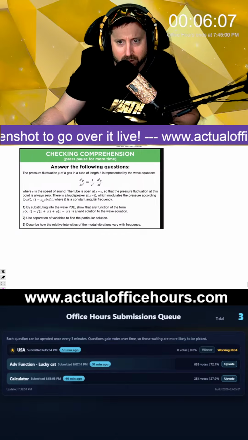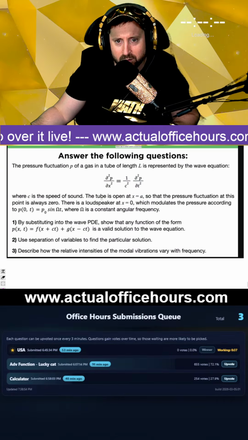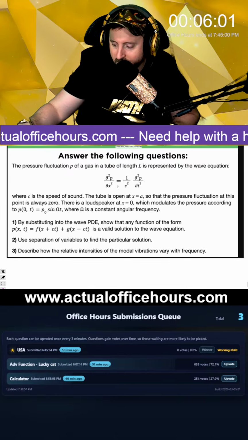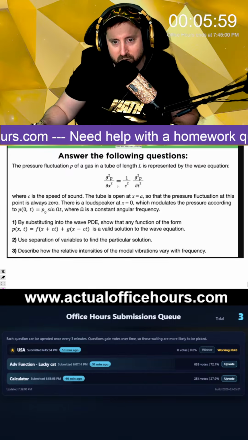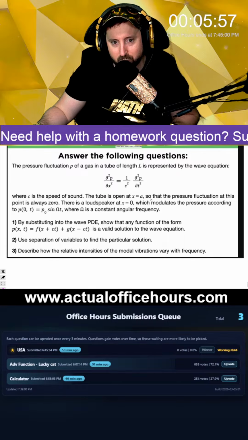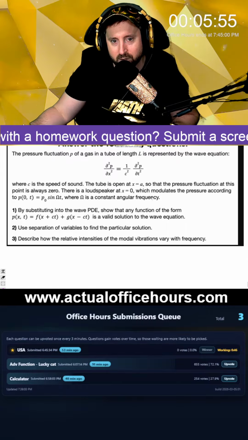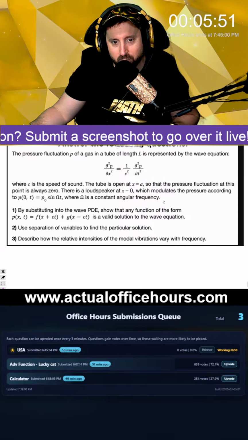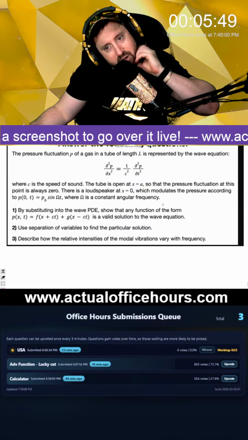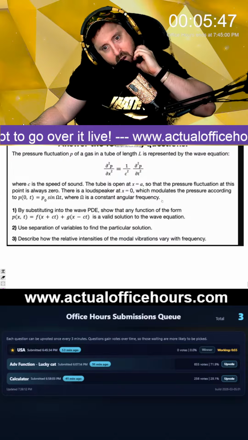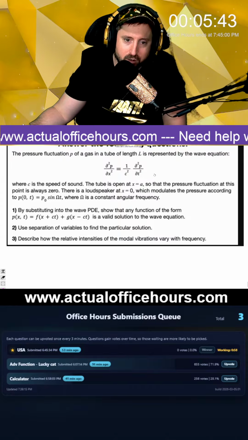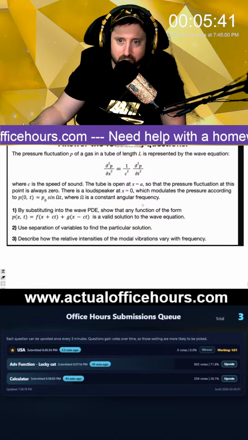Okay. The pressure of gas in a tube is represented as follows, where c is the speed of sound. The tube is open at x equals a, so the pressure fluctuation at this point is always 0. And there's a loudspeaker at x equals 0, which modulates according to p0 of t equals p naught sine omega t. By substituting into the wave PDE, show that any function of the form that is a valid solution.